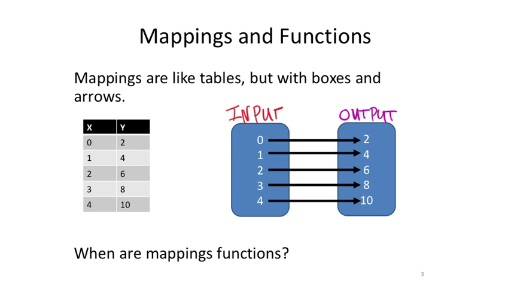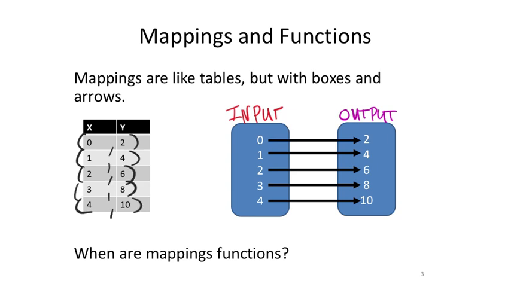But again, a mapping like this is really just another way to write a table right here. So these are all ordered pairs. The arrows tell you each ordered pair. So of course, since there's not an arrow pointing from 2 to 4, that's why in the table we don't see the ordered pair 2, 4. But these are all ordered pairs. Okay, so that's an ordered pair 0, 2. This is an ordered pair 1, 4, 2, 6, 3, 8, and 4, 10.